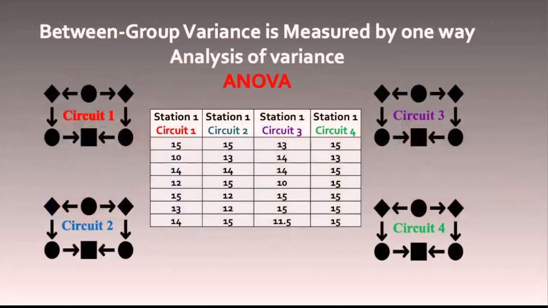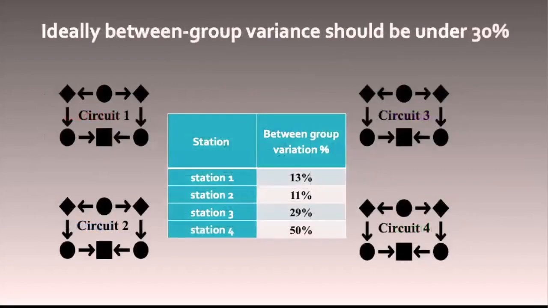Between group variance is measured by one-way analysis of variance, or ANOVA. Here we have station 1 and the scores of station 1 across 4 different circuits. And using ANOVA, which is a simple, straightforward function in Excel or in any other statistics software, we measure the between group variance. And here we notice that the between group variance regarding station 1, station 2, station 3, and station 4 are calculated.